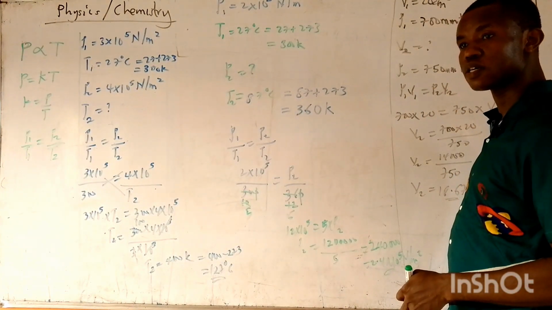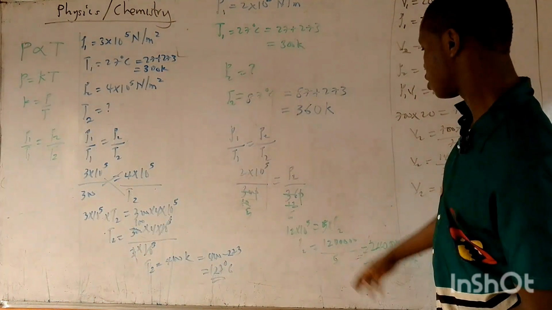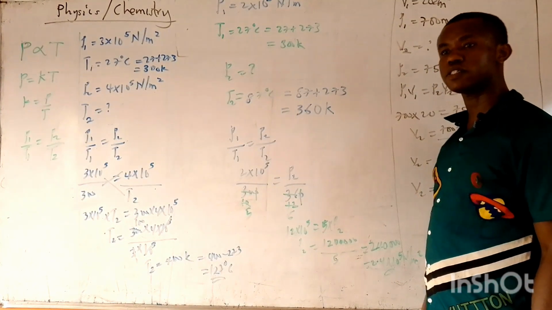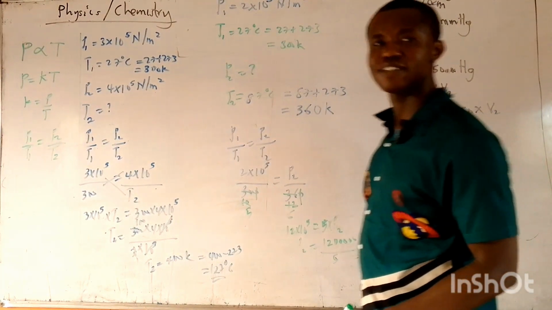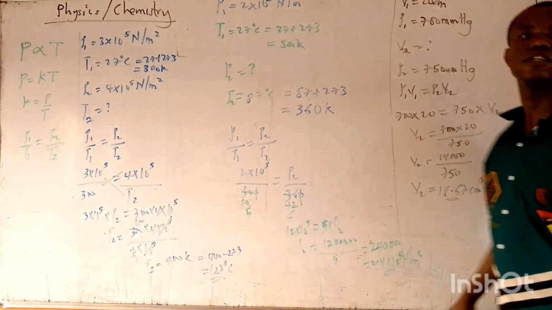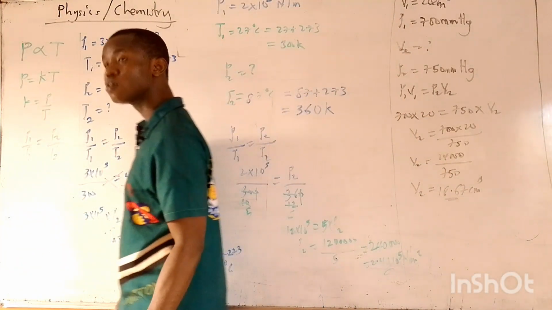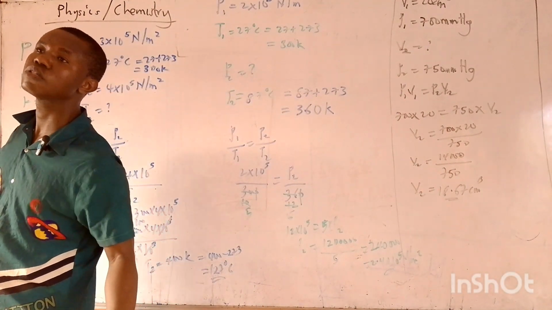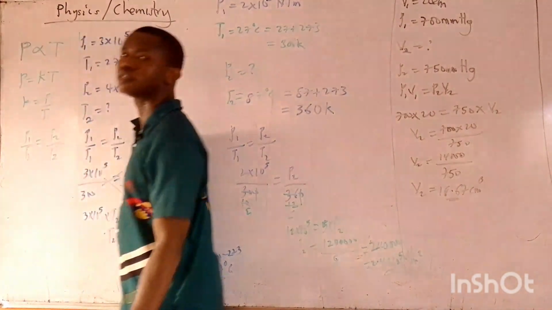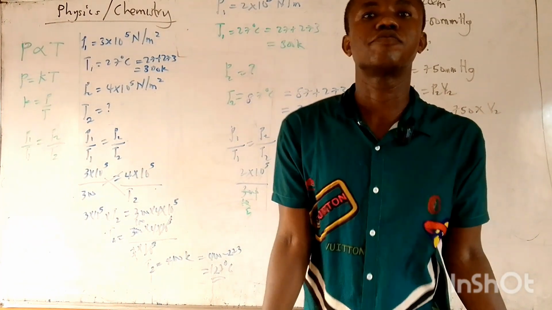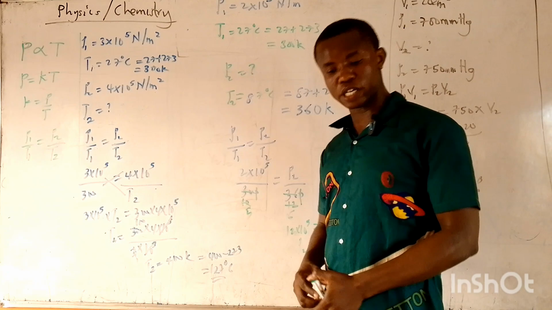Yes, that's true. 6 times 2 equals 12. We cross multiply. No, unless they tell you T2 is 0 degrees Celsius, that's no use. Alright. Any question? Please, let's go to the general gas equation.